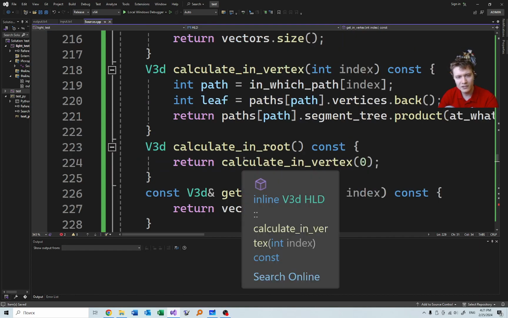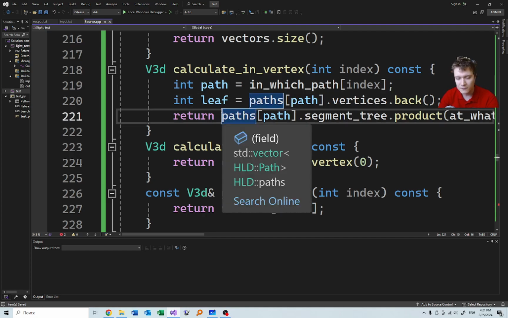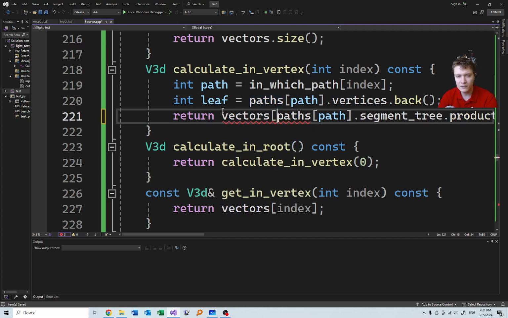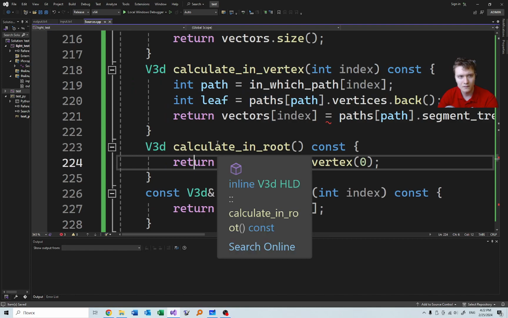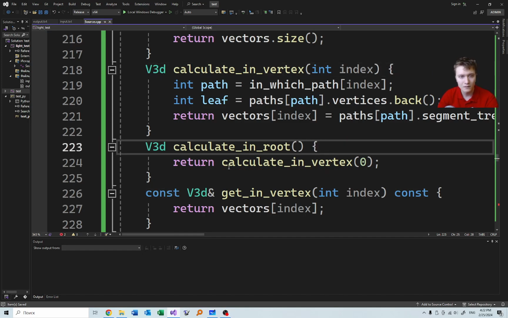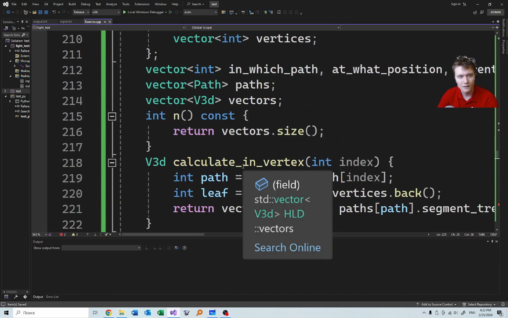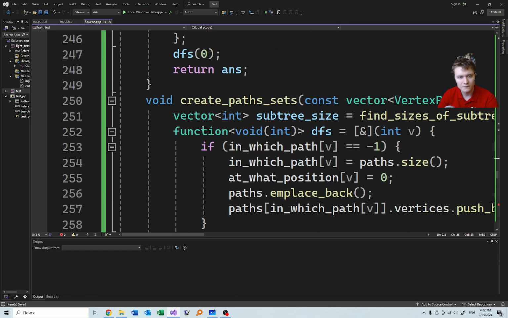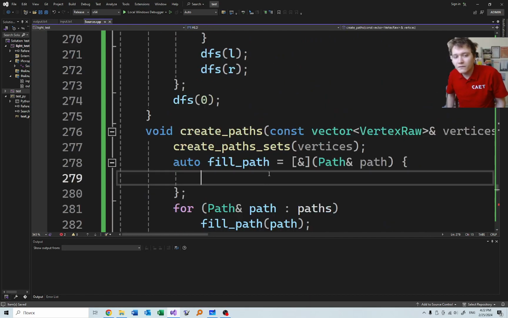And actually, when calculating root, I would like to say that here we update it in a vertex index. Okay. Yes. Yes. Okay, so let's create paths. So we need to fill a path.